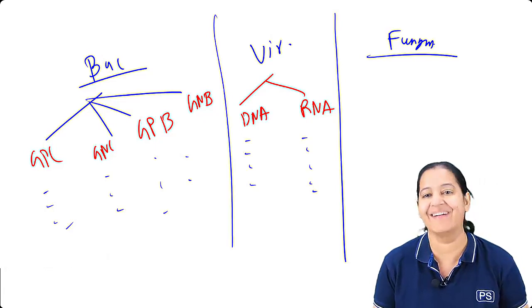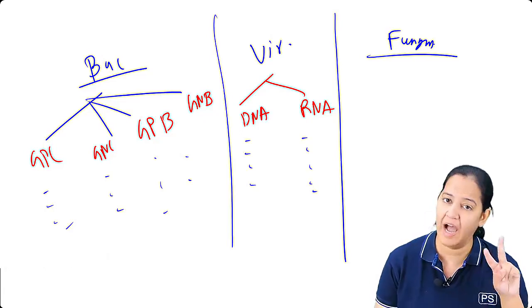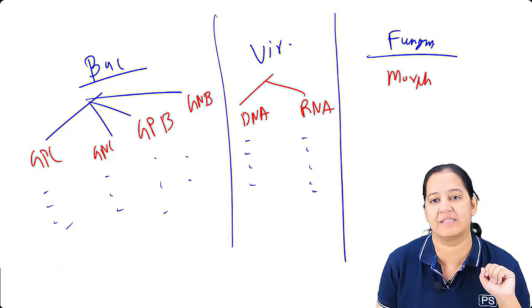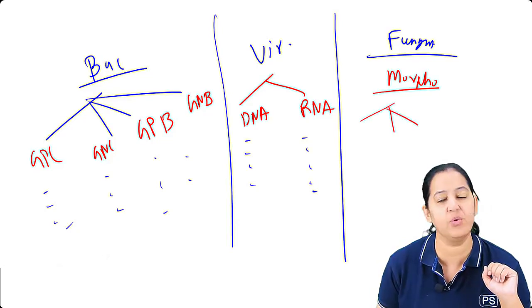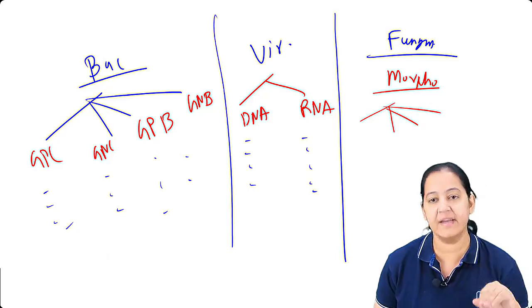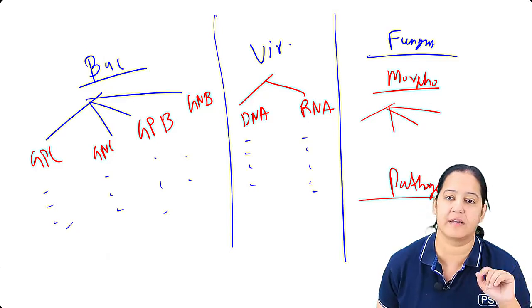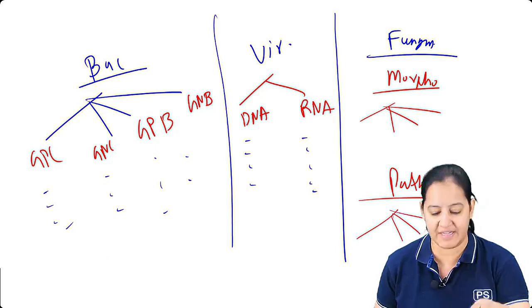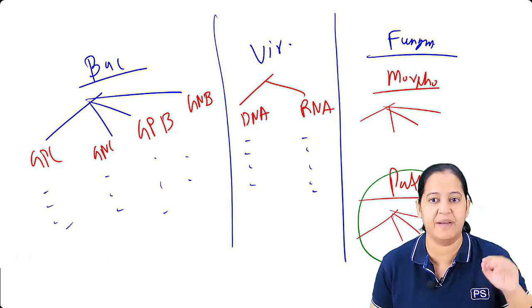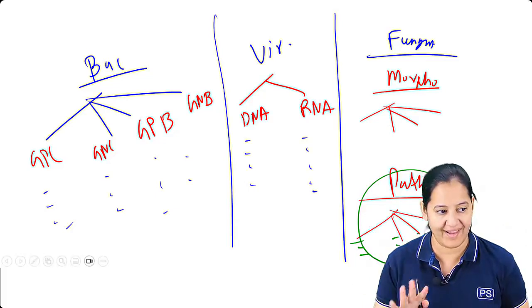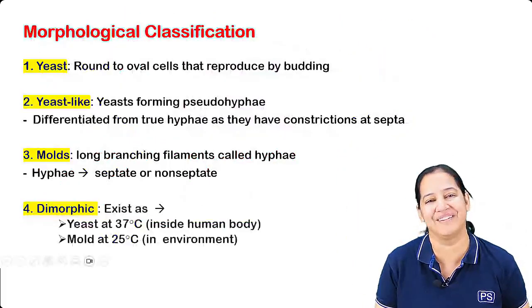Okay. So for fungus, I will teach you two types of classification. The first classification is the morphological classification. Based on the morphology, we divide them in four categories. The second classification is the pathogenesis, based on the diseases the fungus is causing. Here also we divide them in four categories. We will follow this classification ultimately, and in this sequence only we will take fungus by fungus. You got the overview? Let's start fungal mycology.